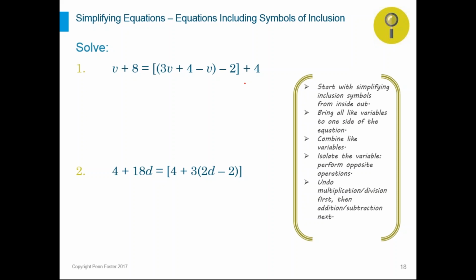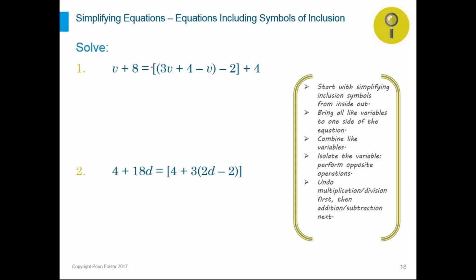So this equation reads v plus 8 equals 2, and then I have square brackets, and then I have parentheses, 3v plus 4 minus v, and then minus 2, close the brackets, plus 4. Where should we start? We start by dealing with the symbols of inclusion, and we're going to work from inside out, meaning that we have to undo the parentheses first because they are inside the brackets. Once done with that, we're going to look for the brackets and undo them, and then everything will become simpler.